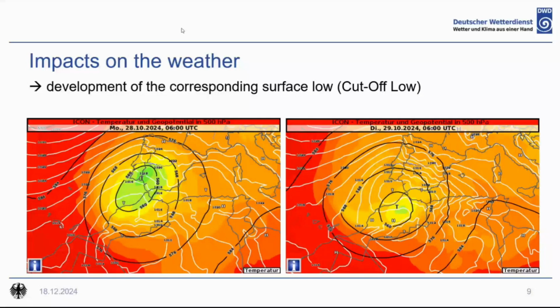and is now located to the west of the Strait of Gibraltar. Additionally, a surface area of low pressure begins to form at night, which causes the upper level low to transform into a cutoff low that you can see on the right.